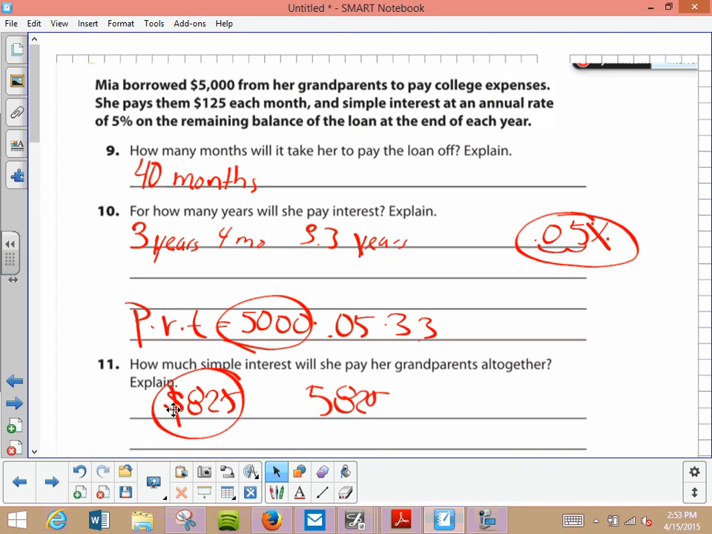Mia borrowed $5,000 from her grandparents to pay for college expenses. She pays them 125 each month in simple interest at an annual rate of 5% on the remaining balance of the loan at the end of each year. How many months will it take her to pay the loan off? 40. How do you figure that out? If you divide the total of 5,000 by the monthly payments of 125, that means you have 40 months. How many years will she pay the interest? 3 years and 4 months, which is in decimal 3.3, right?